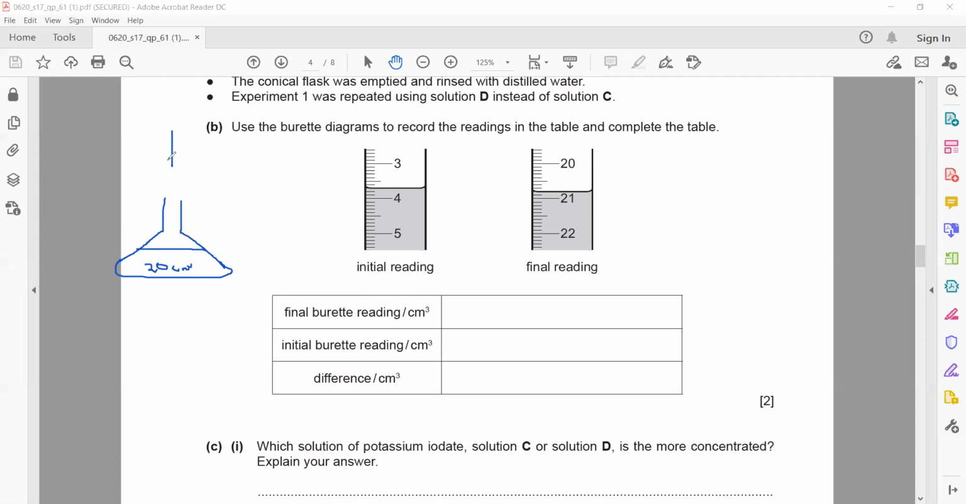So you can simply use a ratio. If 20 cm cube of D required 17.1 cm cube for a reaction, then for 30 cm cube of D, how much thiosulfate is required from the burette? Call it X and cross multiply. So 17.1 multiplied by 30 divided by 20. What's the answer?